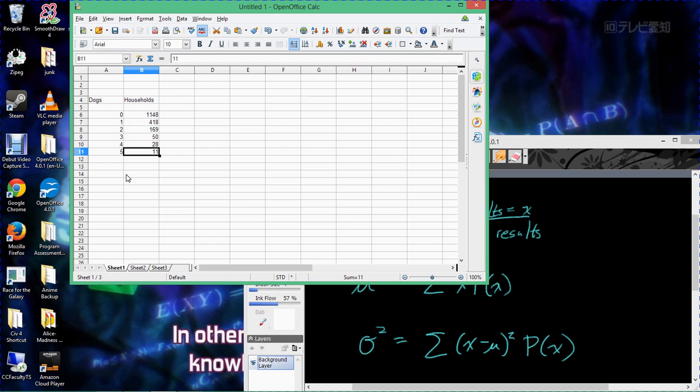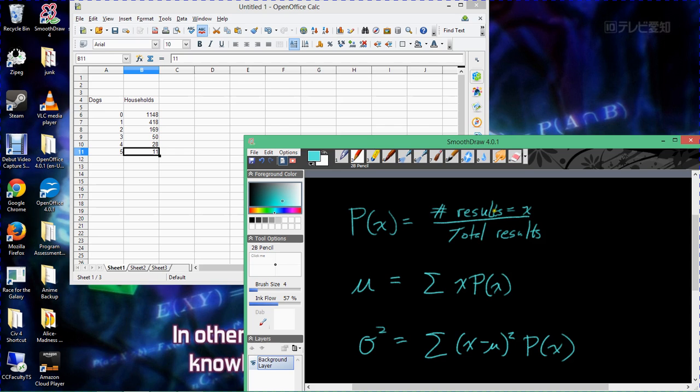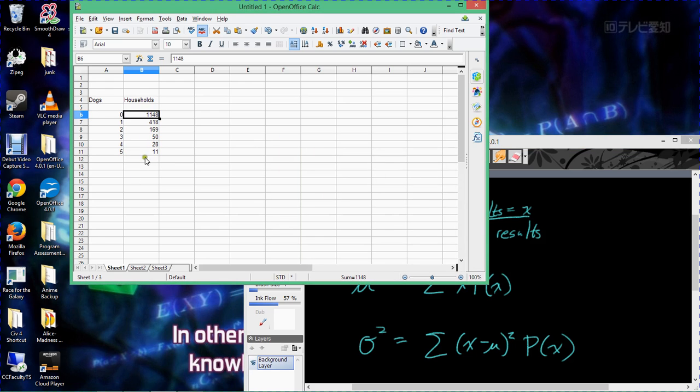We want to find the probability distribution that goes with this, and we want to find the mean and variance of it. The probability is really simple. It's just the number of results over the total results. So if I wanted to know the probability of 0 dogs, I would just do 1148 divided by the sum of these. And sums are really easy in OpenOffice. You just hit equals sum, and then select the range you want, and there's the total.